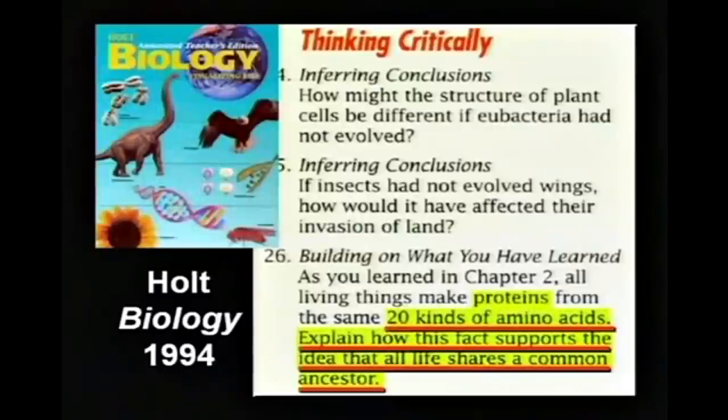But they tell the kids, we're going to think critically, boys and girls. There are 20 kinds of amino acids, that's a fact. Explain how this fact supports the idea that all life shares a common ancestor. How's a Christian kid supposed to answer that for homework for Monday?